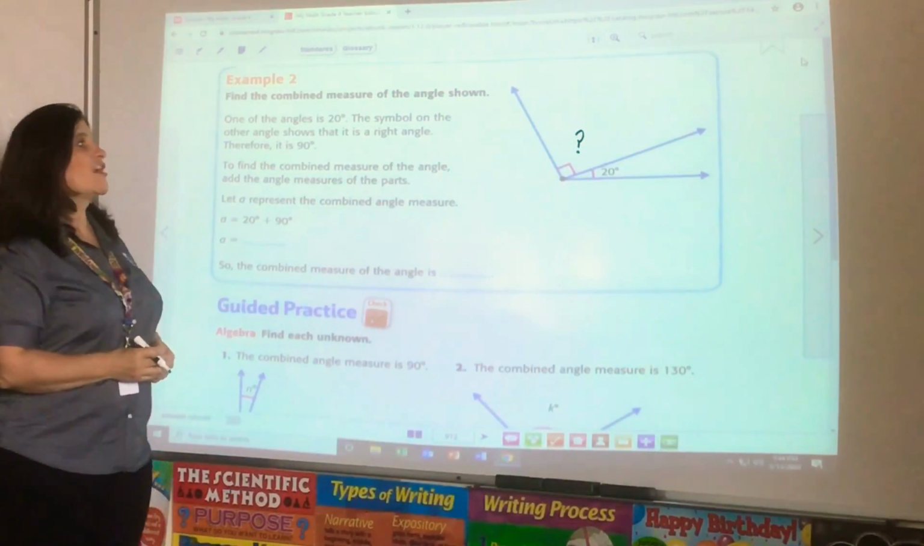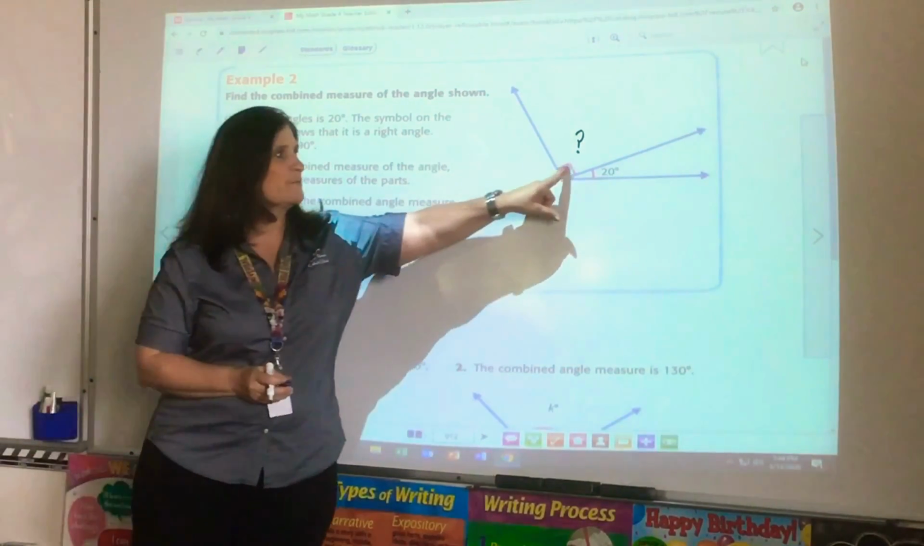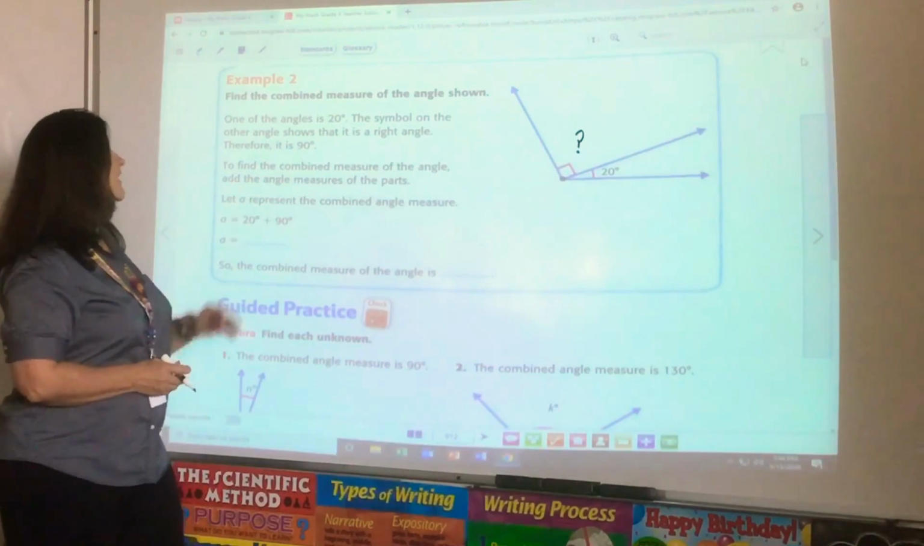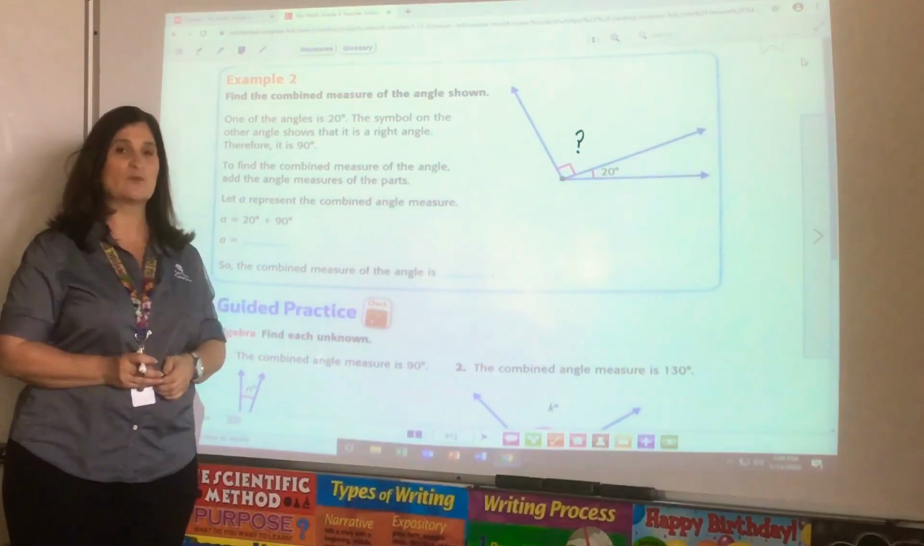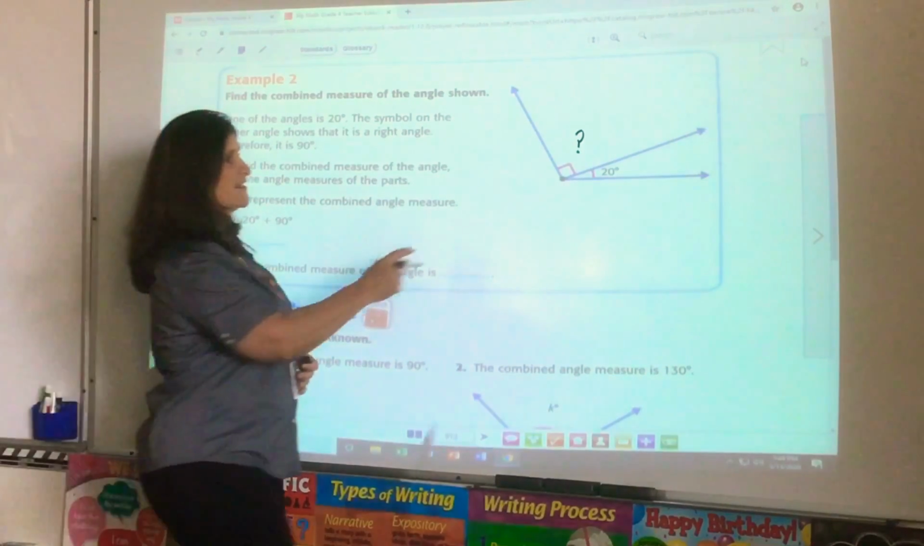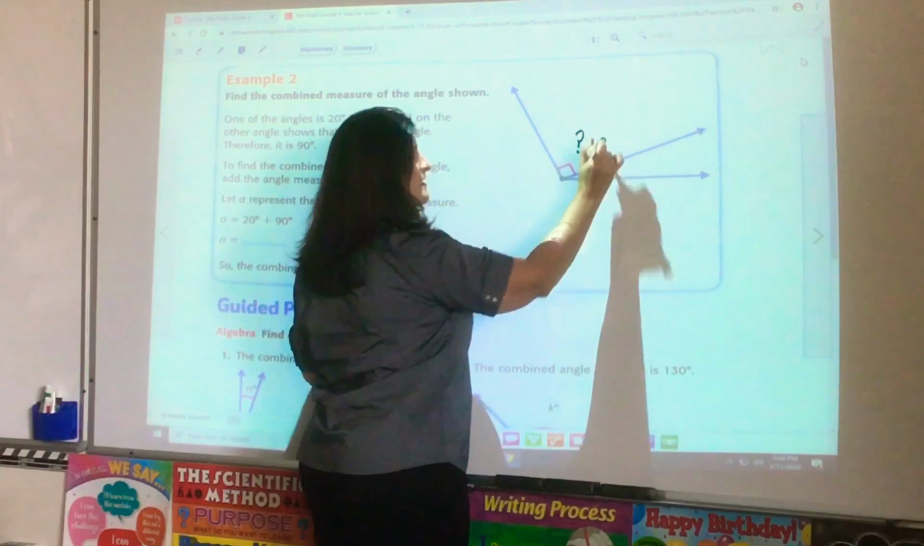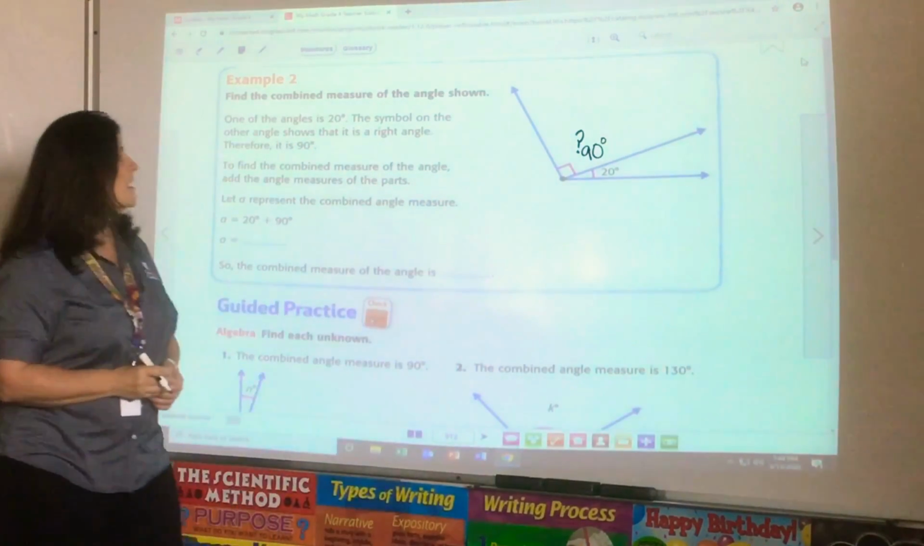The symbol on the other angle shows that it is a right angle. Remember, the symbol means this is a right angle. Therefore, it is 90 degrees. This is where you need to remember a right angle is 90 degrees. So since this is a right angle, we know all right angles are 90 degrees, okay?